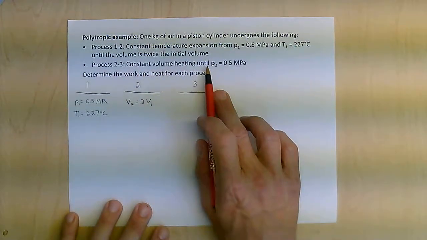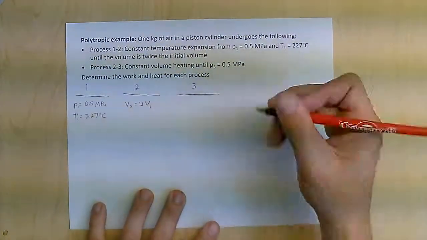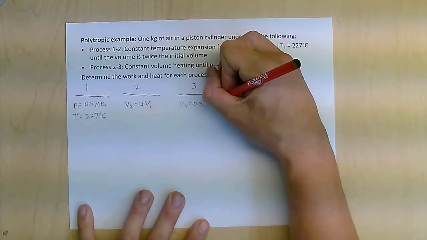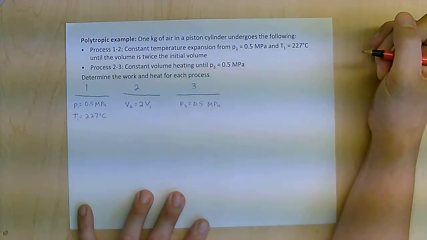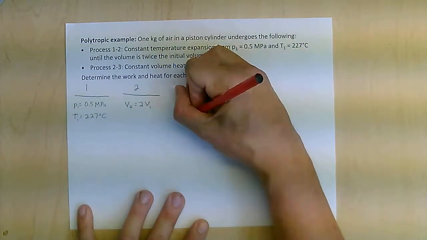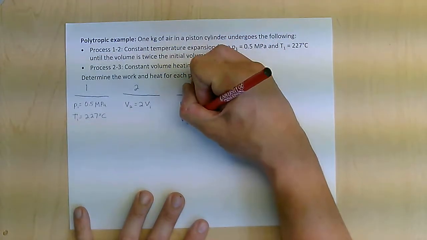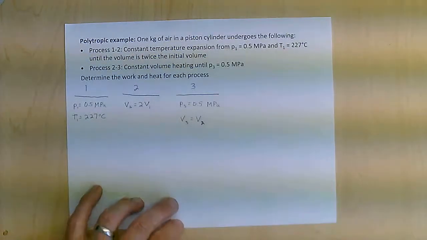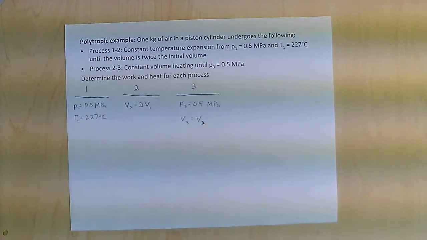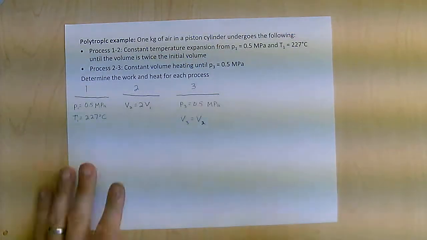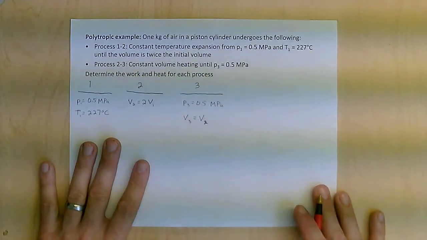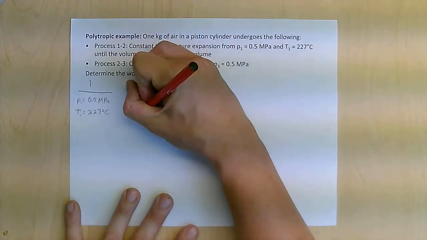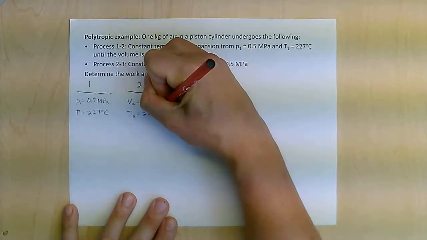Then I want to do a constant volume heating until pressure is 0.5 megapascals, and I know volume 3 equals volume 2. Here's what we've got to do: find my U values. I should also throw in the constant temperature, which means T2 also equals 227 degrees.